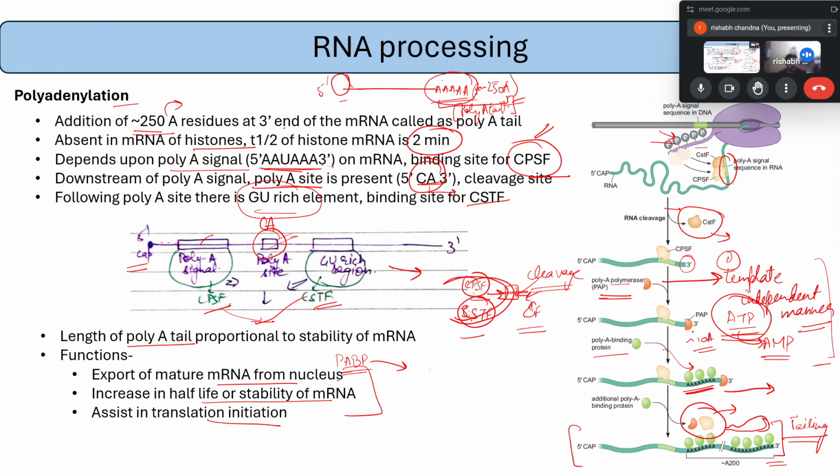Now, this particular polymerase first synthesizes nearly 10 adenosine residues. Then it moves on to produce more adenosine residues after the binding of the poly A binding proteins. Then nearly 200 to 250 adenosine residues are added to the tail, and then the CPSF and polymerase are both released. The length of the poly A tail is proportional to the stability of the mRNA. The longer the poly A tail, the more stable the RNA would be.